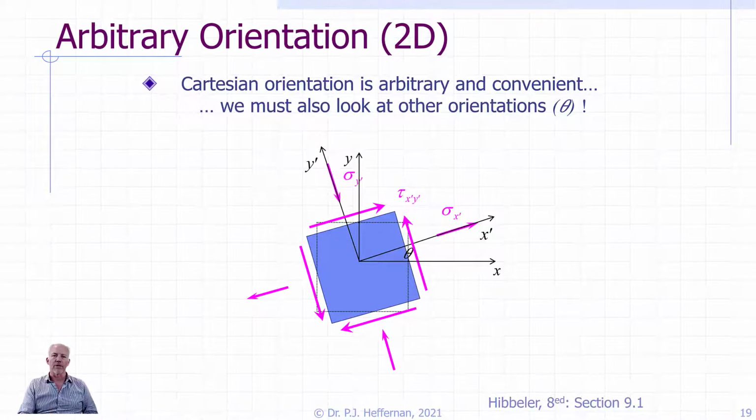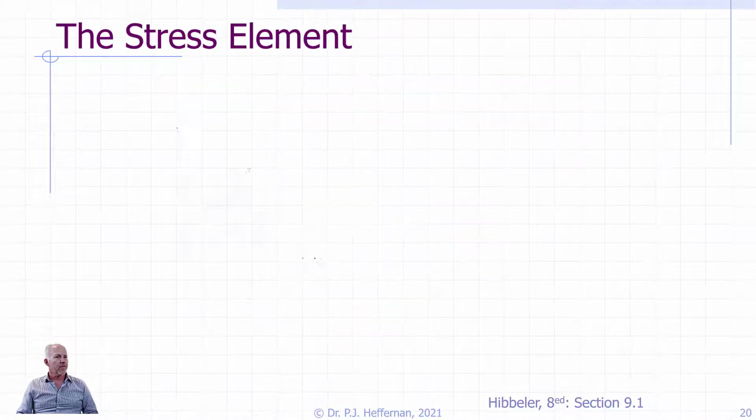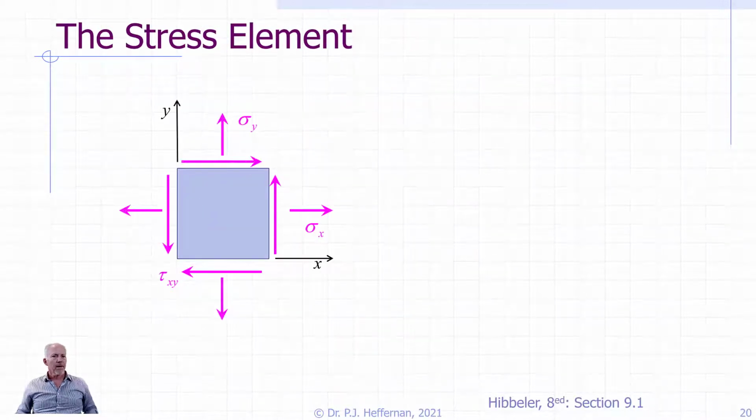In this case, we show it as sigma x prime and sigma y prime. And our shear stress is going to start to change as well as we change our orientation. So we have tau x prime y prime. So here's our stress element, and we need to do some derivation to figure out some equations that are going to allow us to do this transformation.